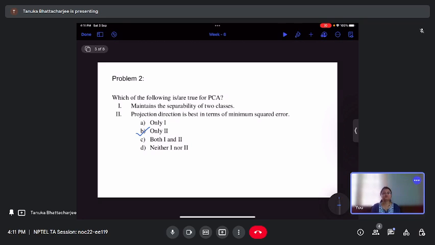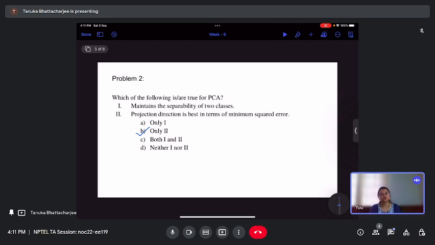So you try to find such a direction along which your projected feature vectors are the best representations in terms of the minimum squared error. The squared error between your projected feature vector and the original one is minimum if we project in this particular direction. But there is no guarantee that if you have two or multiple classes, those will be separable in that particular projected space or not. There is no guarantee in PCA.